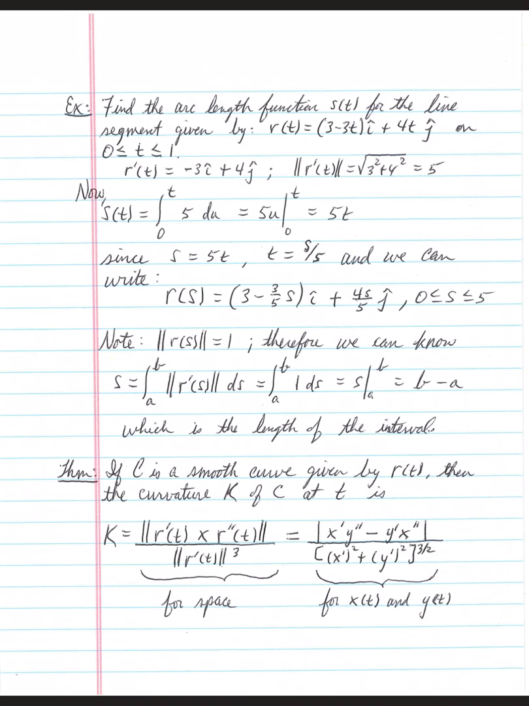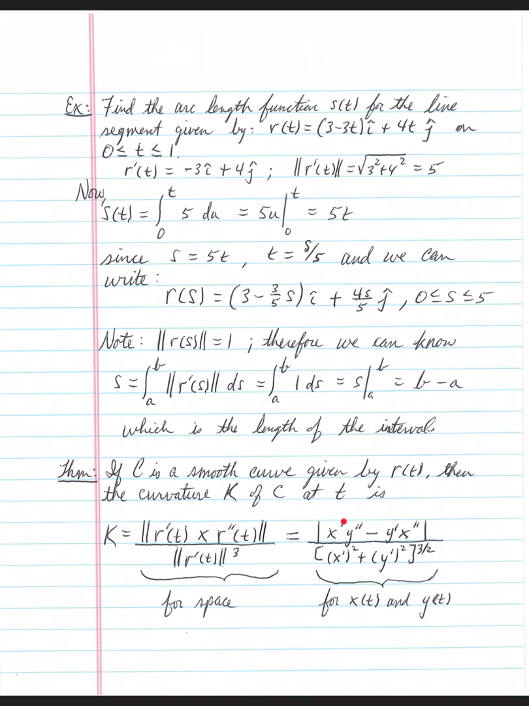Theorem: if C is a smooth curve given by r of t, then the curvature, kappa, of the curve at t is given by, and there are several formulas for this. I just happened to pick 2, and I'm going to do an example of each one. This one you would use if you had 3 components, because remember, cross product is only good for space. This other one you can use if you separate out the x and the y parts for a plane, much like this one up at the beginning.